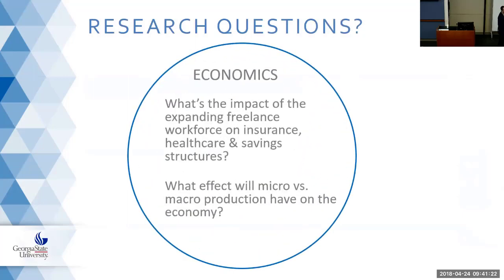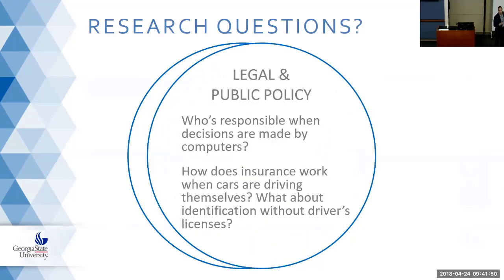And then finally, real quickly, as you mentioned earlier, as research universities, this poses a whole bunch of research questions beyond just technology questions. Very quickly, from an economic standpoint, what does this freelance economy mean in terms of healthcare, insurance, retirement savings? What does the micro versus macro production mean in terms of our economy and the way that we structure manufacturing? From a legal standpoint, lots of legal issues, right? We're starting to see the legal issues with self-driving cars, right? With the Uber self-driving car getting involved in a fatal accident, right?